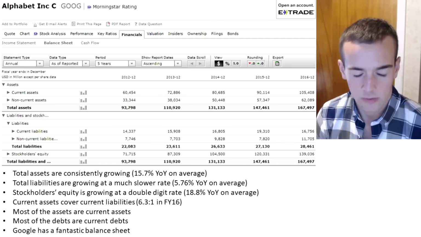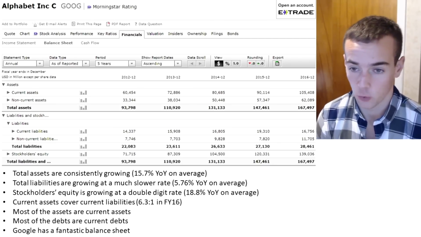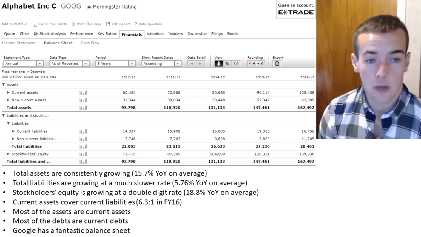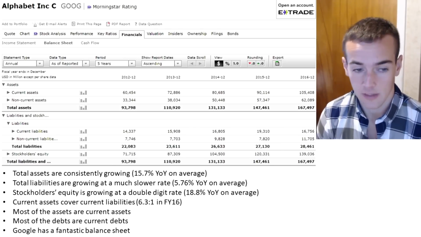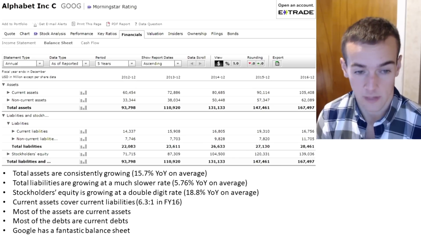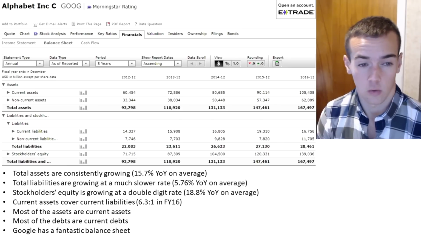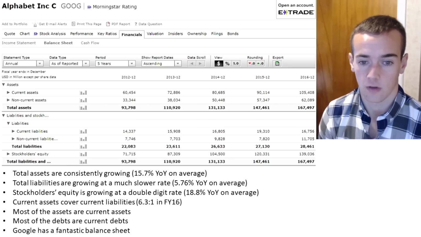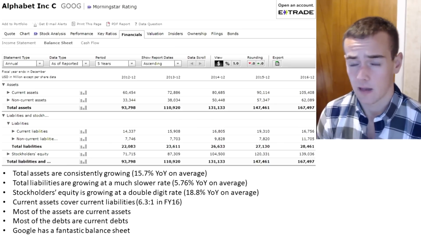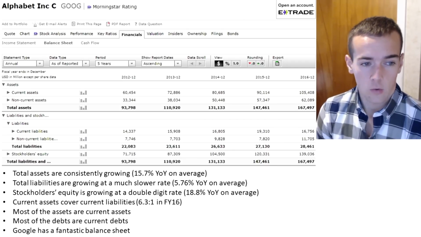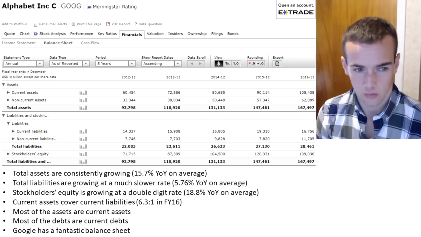Okay, so now we're going to take a look at the balance sheet of Google, and I will say they have one of the best balance sheets going, so they were a perfect example for this. Google is one of my long-term investments, and once you take a look at the balance sheet here, I think you'll understand why I see they have a very good, very healthy balance sheet, and they're very well run financially.